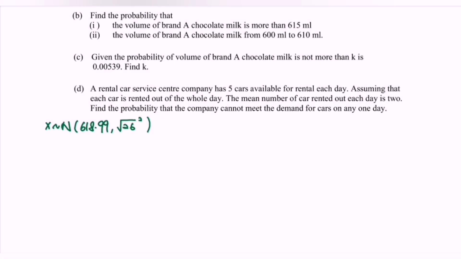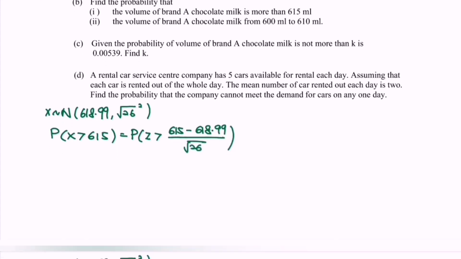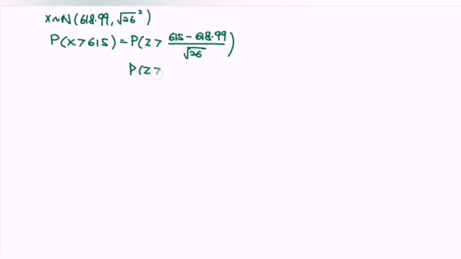So kindly refer to B. We have the title: X is normally distributed, 618.99 is the mu, and we have the variance 26. B1, the volume of brand A chocolate milk is more than 615. Next, what we have to do is to standardize the situation. So the probability that Z is greater than (615 minus 618.99) over the square root of 26. Continue. The probability that Z is greater than negative 0.78.